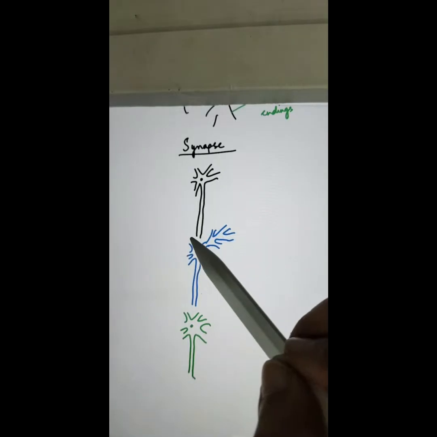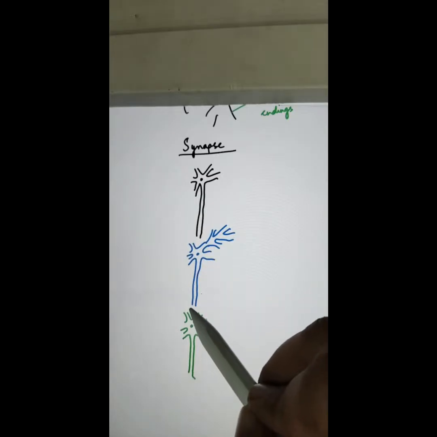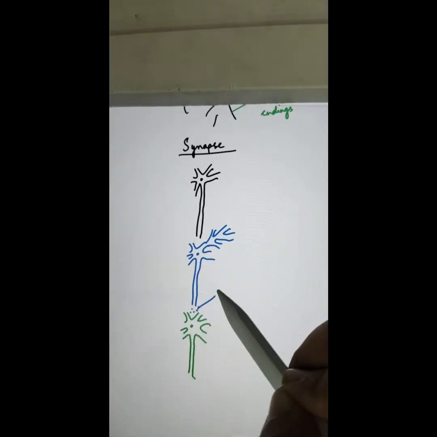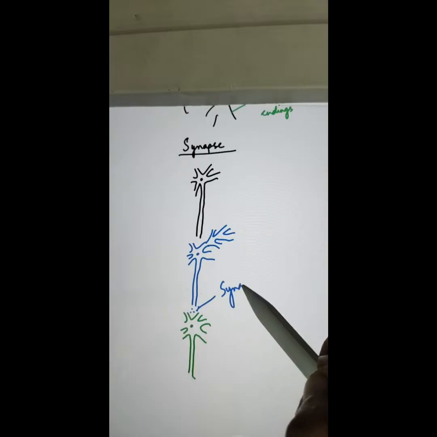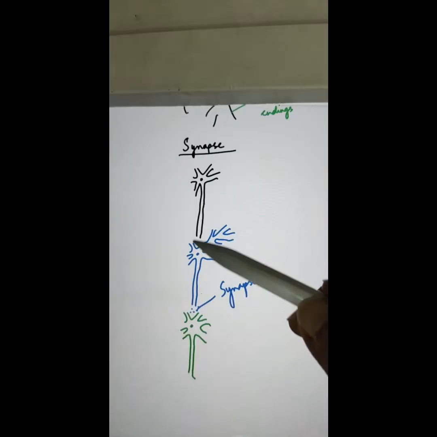This type of arrangement is known as synapse, and even at your level, the space that is present is also known as synapse. Right? So this end-to-end arrangement of the neuron is creating a gap in between. This is known as synapse.